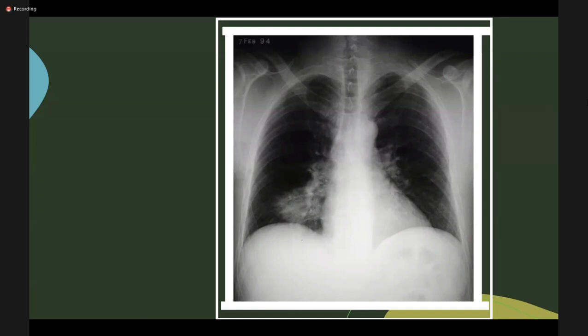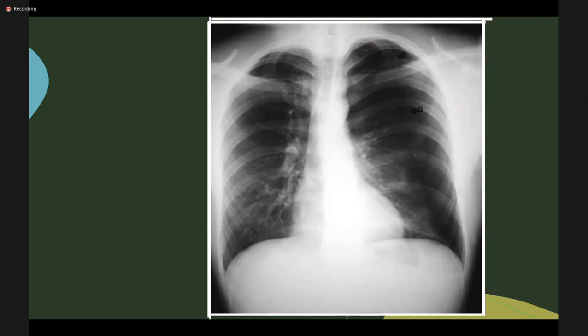So now look at it. In this X-ray, what do you see here? Look at here. What's happening on this right side? What is this structure? This is a consolidation, lobar pneumonia, fibrosis.